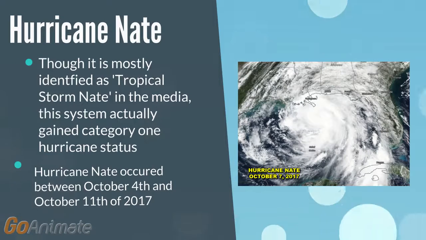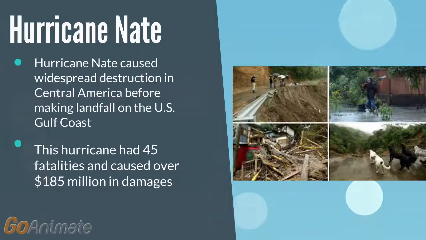Hurricane Nate. Though it is mostly identified as Tropical Storm Nate in the media, the system actually gained Category 1 hurricane status. Hurricane Nate occurred between October 4th and October 11th of 2017. Hurricane Nate caused widespread destruction in Central America before making landfall on the U.S. Gulf Coast. This hurricane had 45 fatalities and caused over $185 million in damages.